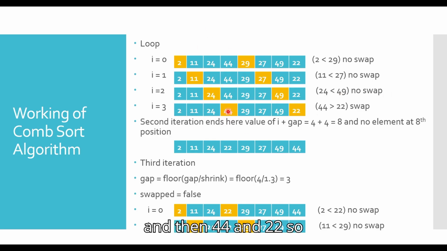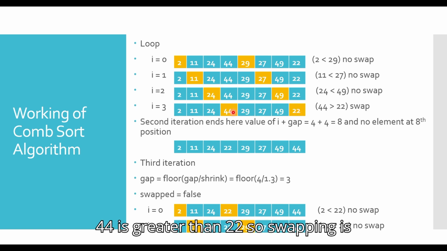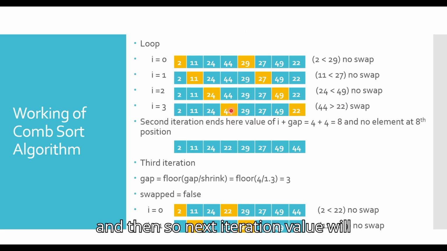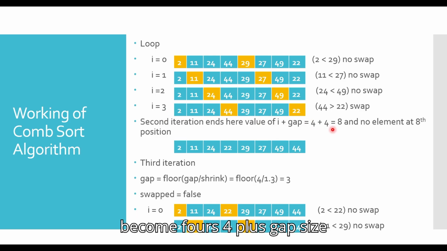And then 44 and 22. 44 is greater than 22, so swapping is required. Next the i value will become 4 plus gap size 4, and there is no eighth element, so the second iteration ends here. After the second iteration, this is the order.